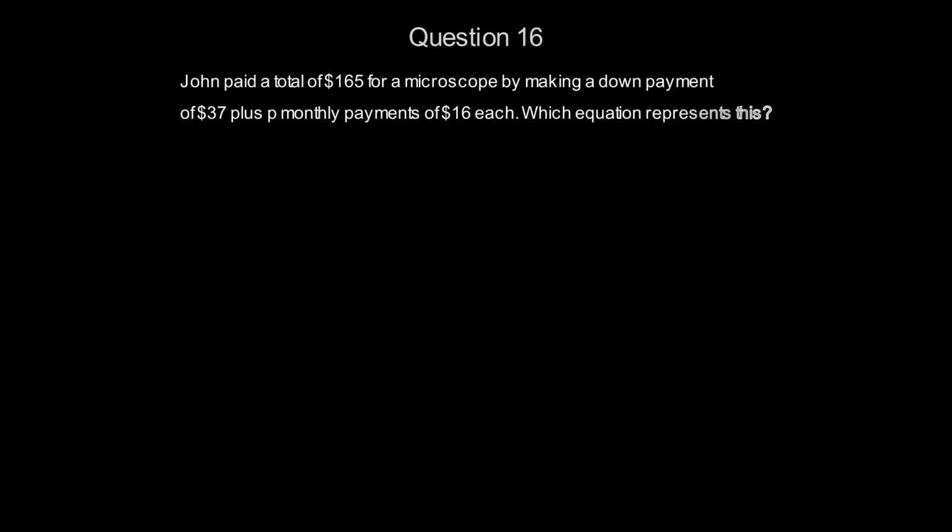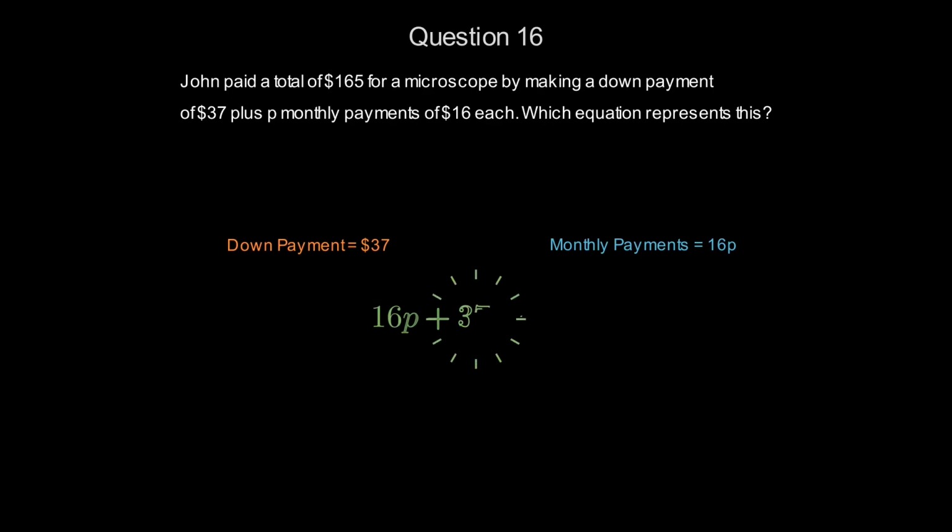Moving on to question 16, John paid a total of $165 for a microscope. He made a down payment of $37 and the rest was paid in monthly installments of $16 each. To build this equation, we multiply the monthly cost by the number of months, which is 16 times b, and then we add the initial down payment of 37.